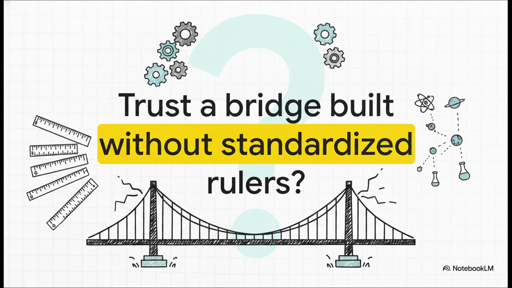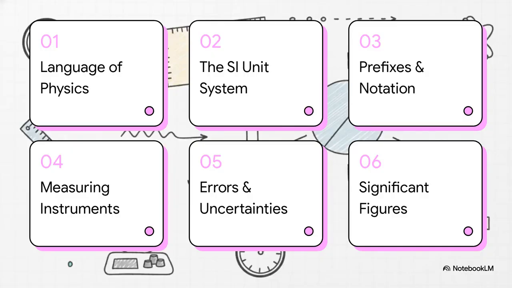Everything we know about the physical universe completely relies on our ability to measure it accurately. So here's our game plan for today. We're going to hit the language of physics, the SI unit system, prefixes and scientific notation, measuring instruments, errors and uncertainties, and we'll wrap up by mastering significant figures.